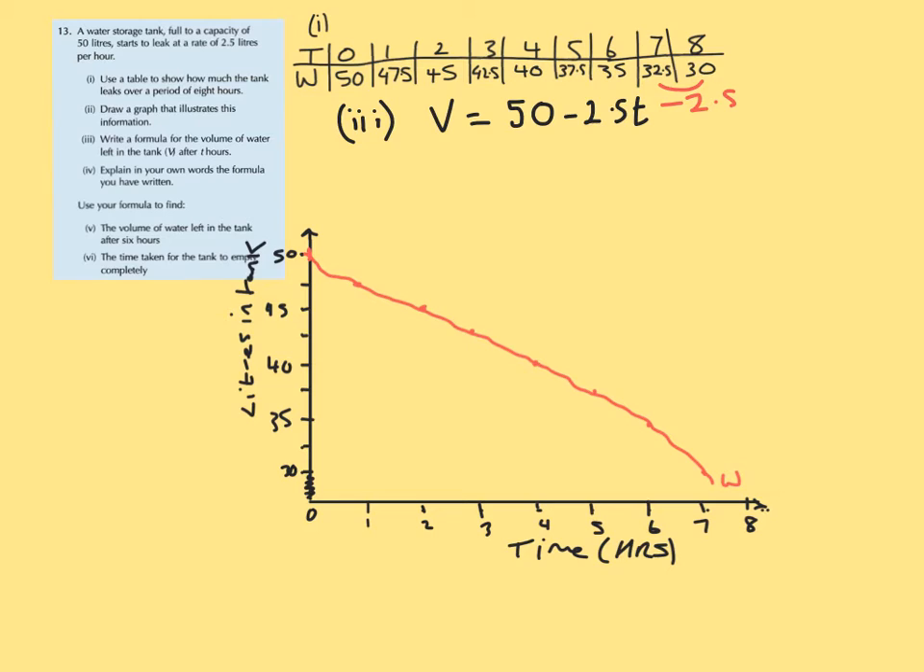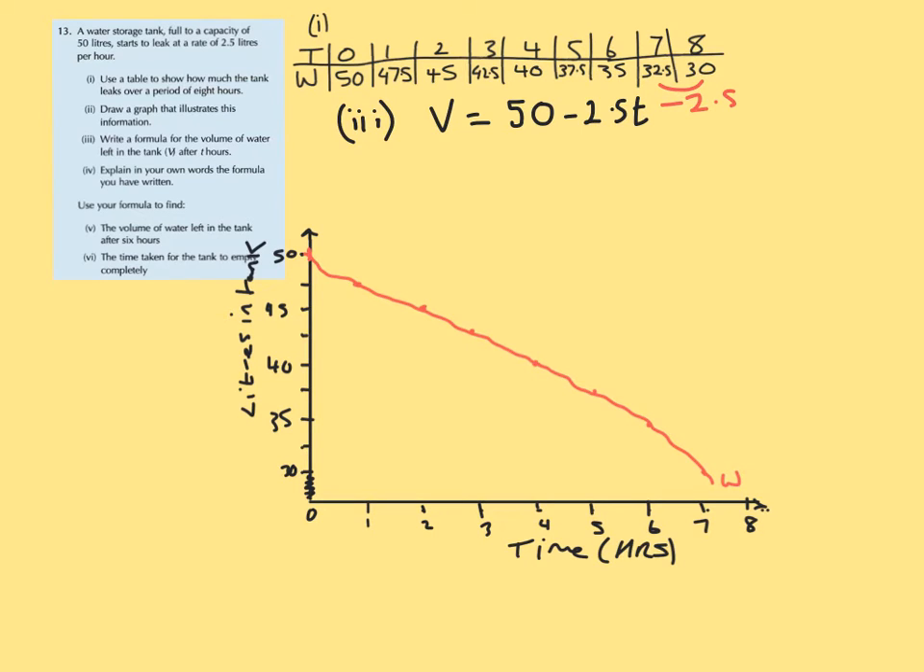And then explain in your own words the formula you have written. So you can say that the volume of water left in the tank is equal to 50 litres, which is what it is when there are 0 hours. And every hour it decreases by 2.5.